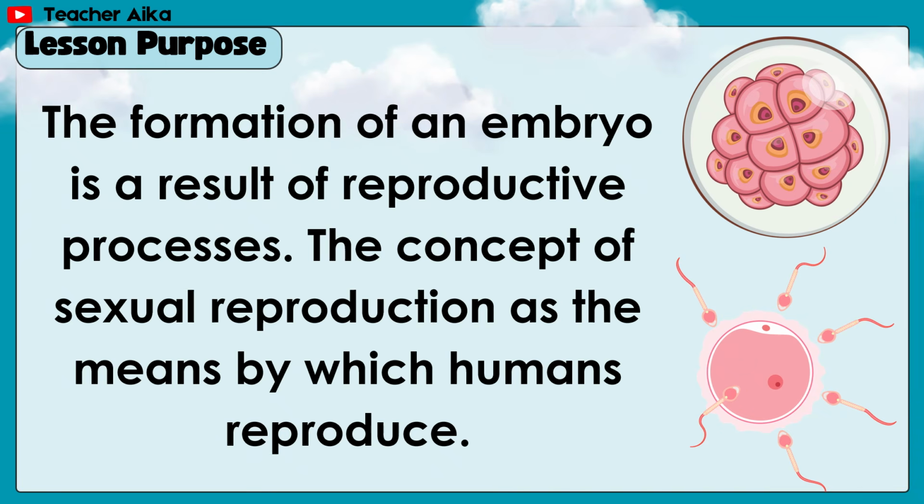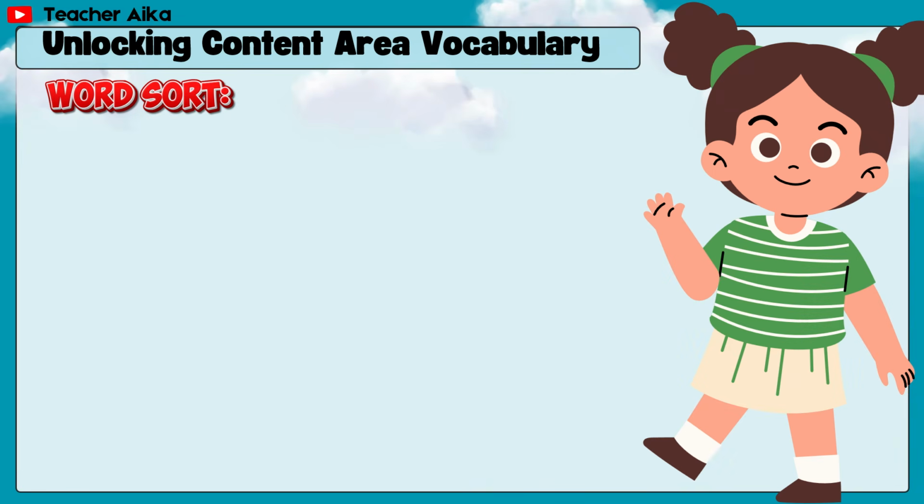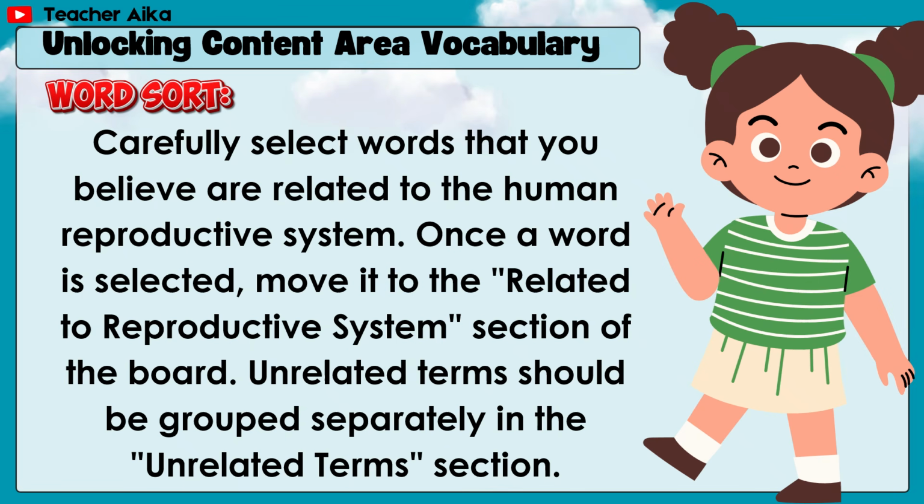The formation of an embryo is a result of reproductive processes. The concept of sexual reproduction as the means by which humans reproduce. Unlocking content area vocabulary. Word sort. Carefully select words that you believe are related to the human reproductive system. Once a word is selected, move it to the related to reproductive system section of the board. Unrelated terms should be grouped separately in the unrelated terms section.